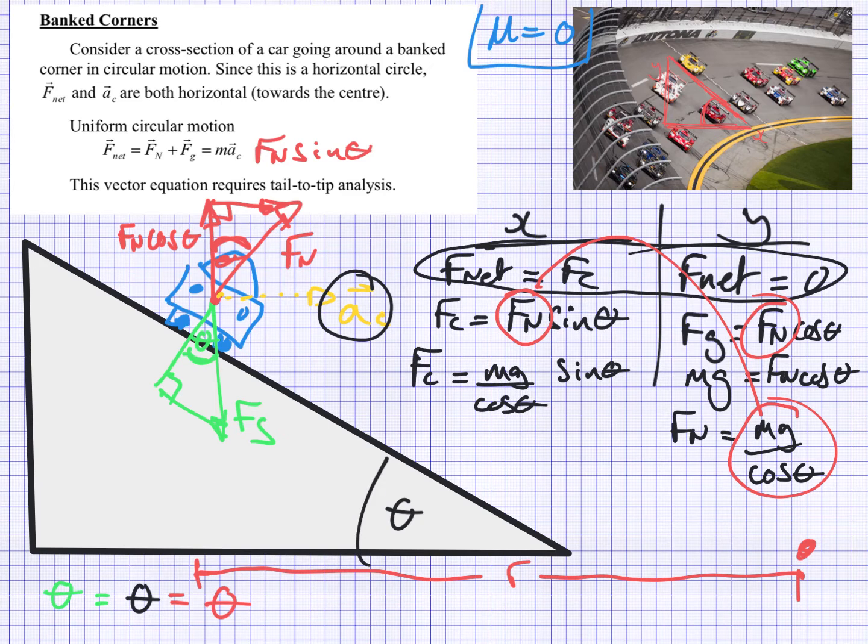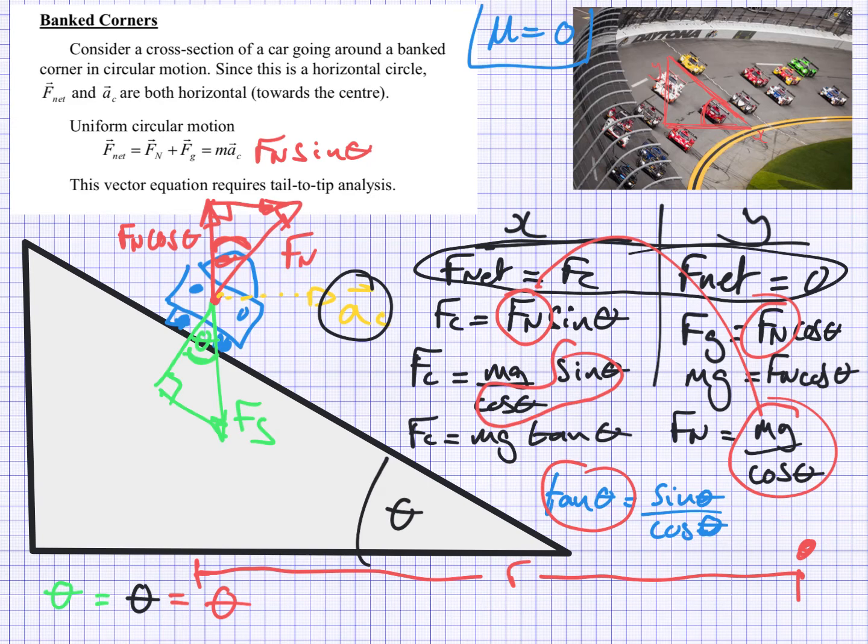Well, the other thing we might know from math is that tan theta is equal to sine theta over cosine theta. This means that we can now insert tan theta into this part of the equation. So let's just go ahead and write it. Let's see if we can squeeze it in here. We're going to say that Fc is equal to mg tan theta.